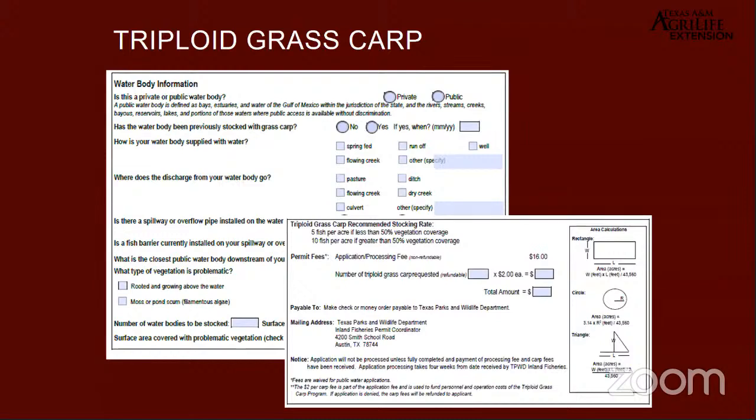This is just a quick screenshot of the triploid grass carp permit. This is just to show that it's really simple. And again, you can find that on the Texas Parks and Wildlife website.